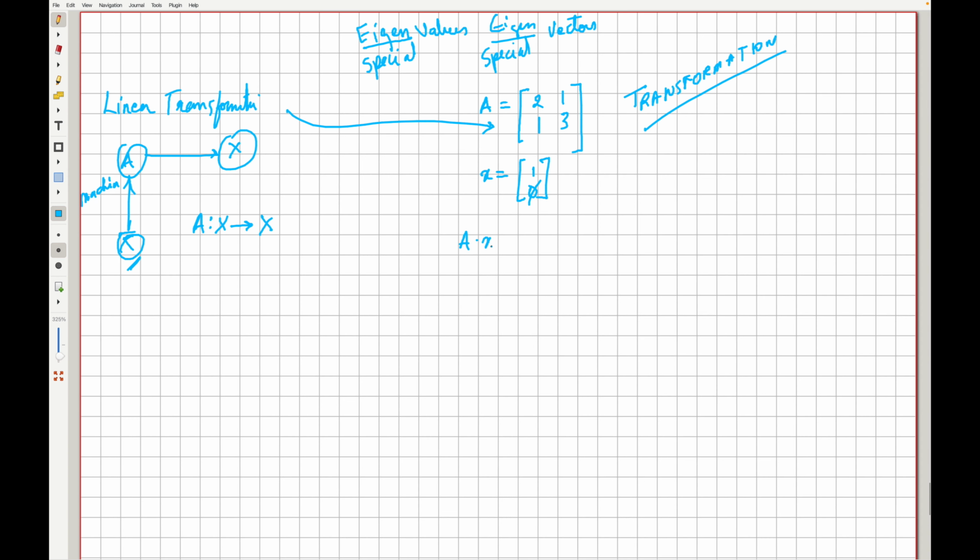If we multiply the matrix 2 1 1 3 with 1 0, what we get is the following: 2 times 1 plus 1 times 0, then on the bottom line 1 times 1 plus 3 times 0, and we get an output vector which is 2 on top and 1 on the bottom. So the vector rotates a bit and gets stretched. How do we know that?